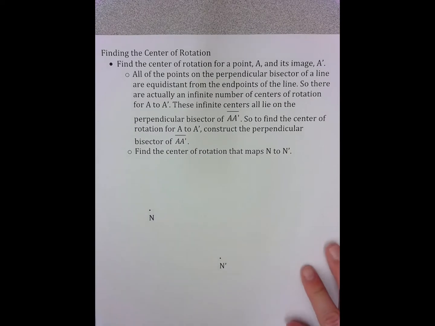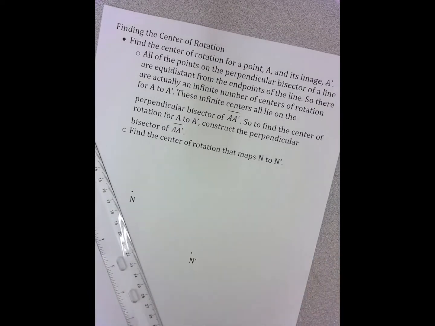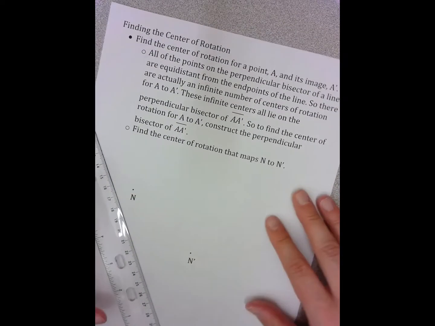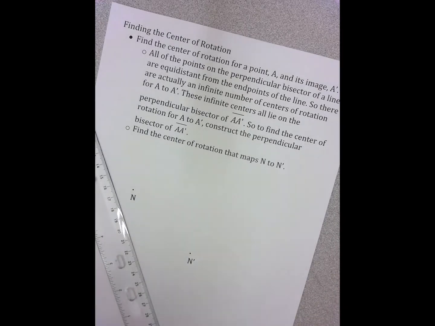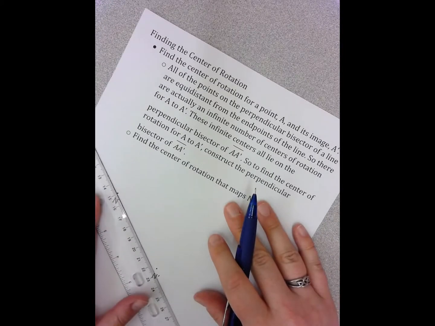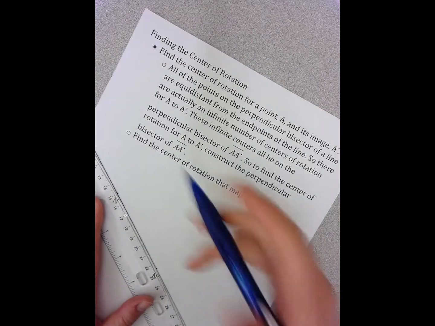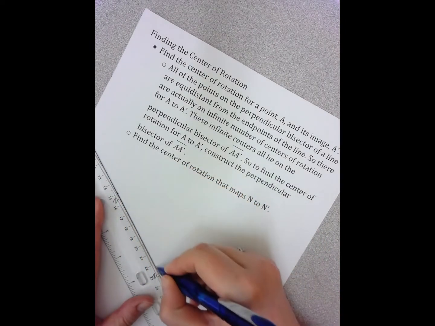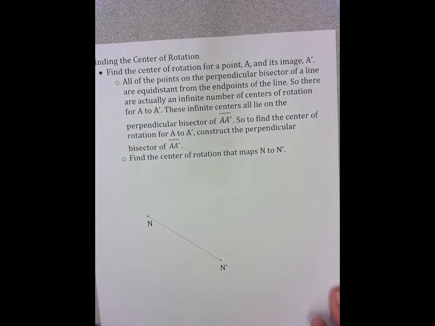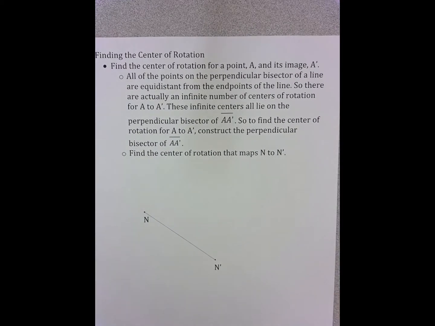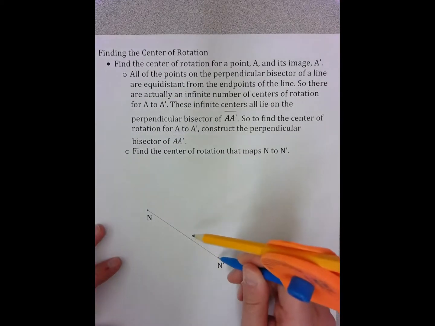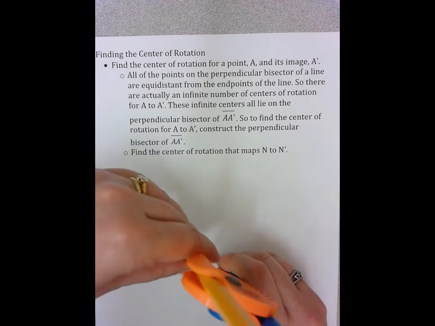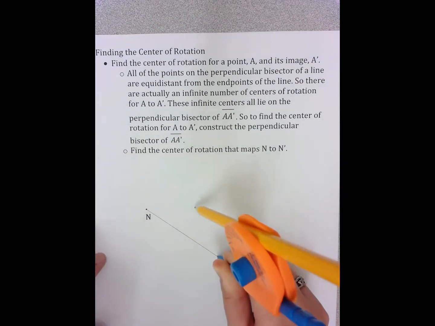I'm going to talk about the definitions that are up here, but first let's actually find the perpendicular bisector of N N prime. You can, but you don't have to, connect the points N and N prime. I'll do that just for the sake of some of you who may find that visual very helpful. So there's my line N N prime. Now I'm going to find the perpendicular bisector of that. Remember, to do that, I'm going to need a compass.